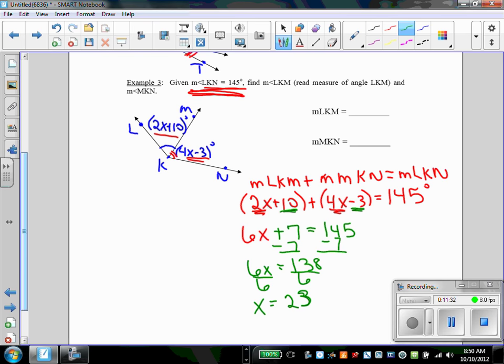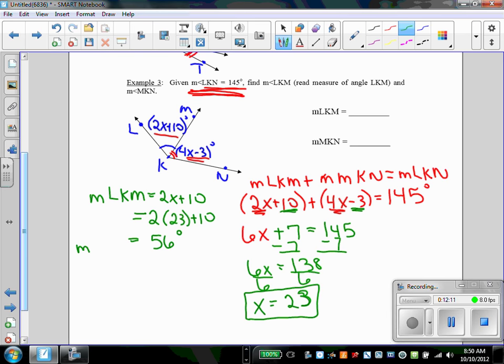Remember, if you want to find the measure of LKM, I'm going to bring this over here. So the measure of LKM is actually represented by 2x plus 10. Now, since we know our x value down here, which is 23, we can now substitute that in for x and solve it to find out what the actual measure of that degree is. And 2 times 23 is 46 plus 10. We have 56 degrees. So the measure of LKM is 56 degrees, which I'm going to put right up here.